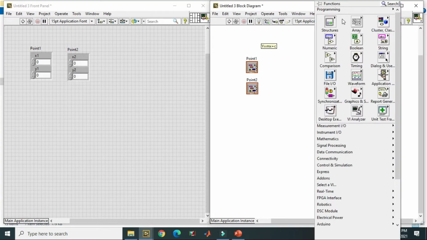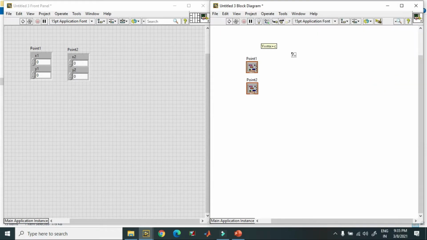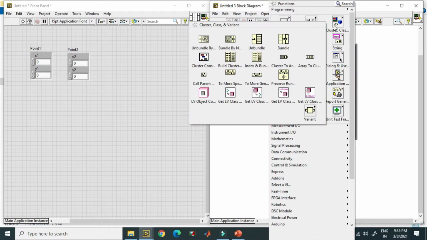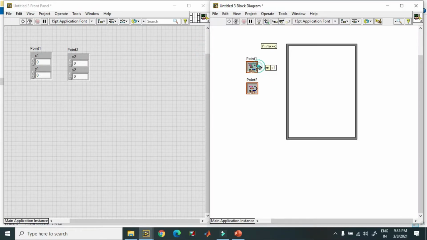And I take a, not a for loop, this is my formula node, and I use some cluster functions, unbundle. I connect this and drag and drop this. Again, I copy this function and connect this. As you see, x2 and y2 are there, unbundled.